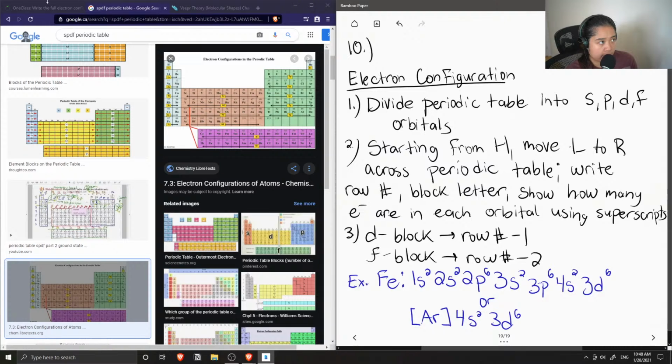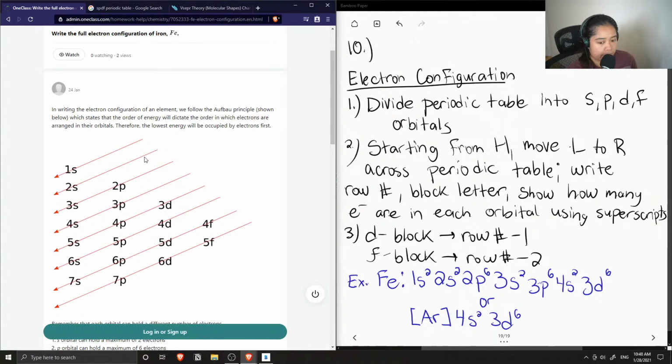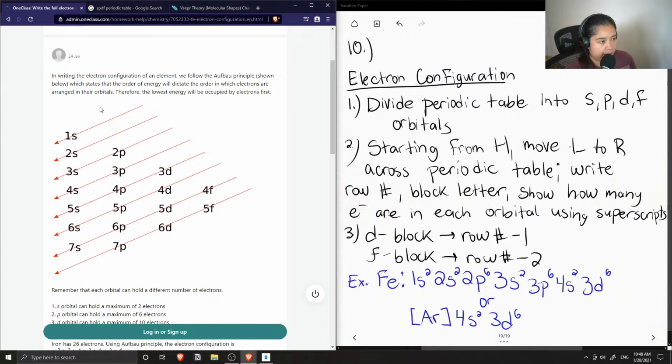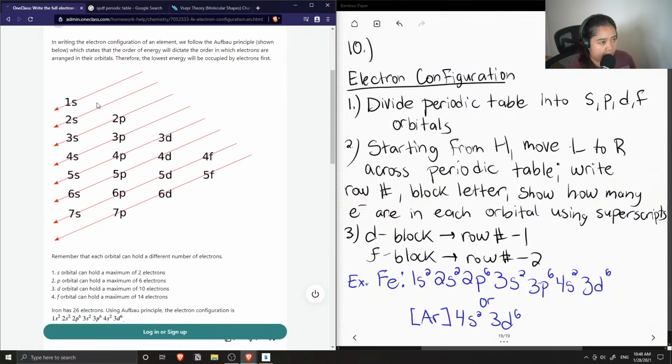Okay, so let's see what the junior tutor said. In writing the electron configuration of an element, we follow the Aufbau principle shown below, which states that the order of energy will dictate the order in which electrons are arranged in their orbitals. Therefore, the lowest energy will be occupied by electrons first.